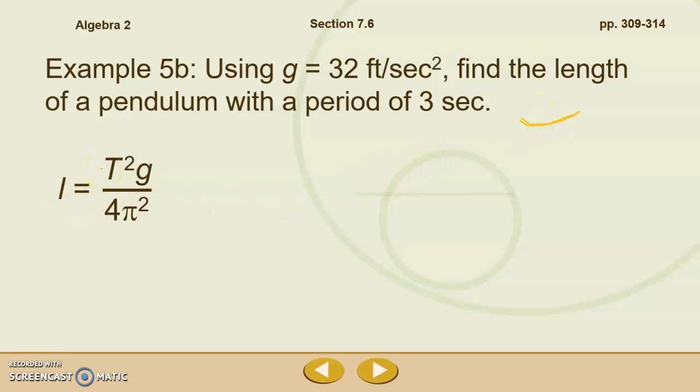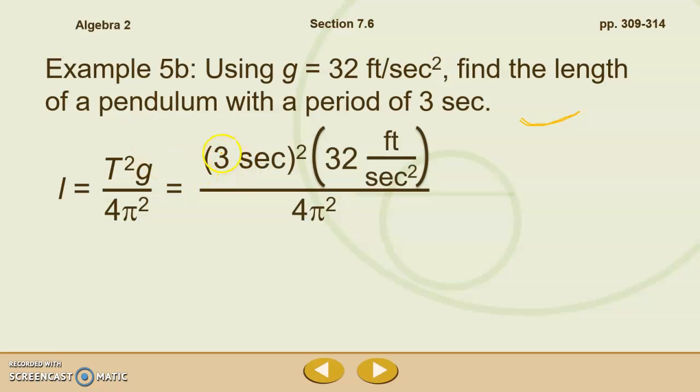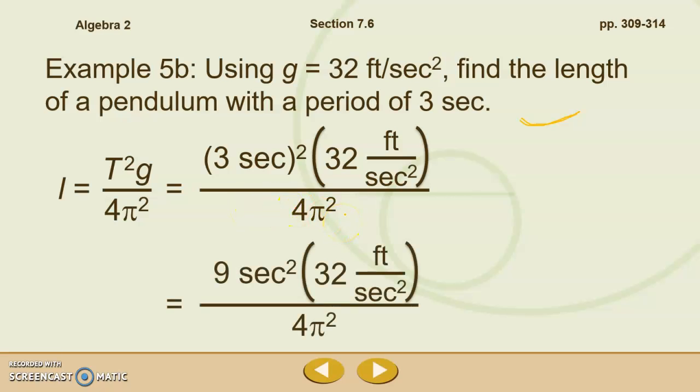T is for time, so let's plug in what we know. Our time is t squared, so 3 seconds squared. Our g is 32 feet per second squared. And we're dividing all of that by 4 pi squared. So what we have is 9 seconds squared times 32 feet divided by second squared, all over 4 pi squared.